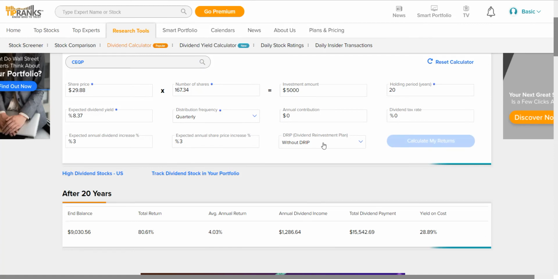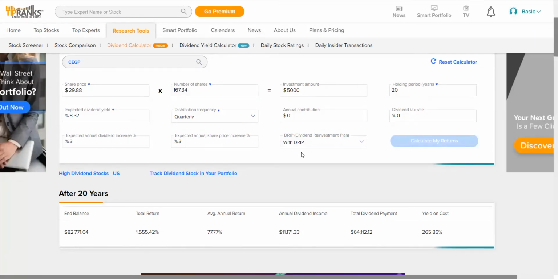And I want to give you another scenario. So we are not adding any money to our portfolio. However, we are reinvesting it. So let's see what that will look like after 20 years. So a little bit better. So you can see just by reinvesting your dividend, you are increasing your end balance to $82,771. And your annual dividend payout is now $11,171 at the end of 20 years.